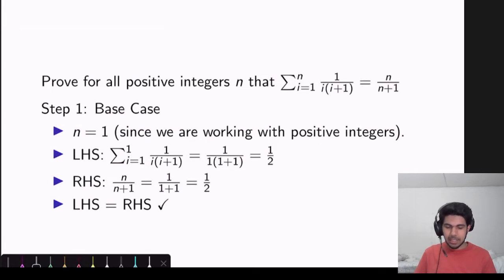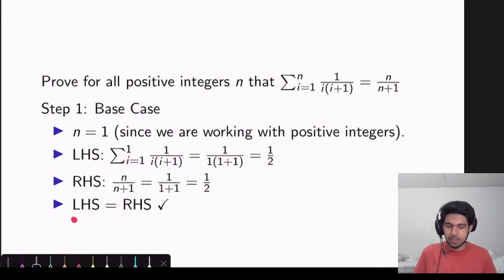For the left-hand side, we substitute n with 1, and we get the sum from 1 to 1 of this fraction, which happens to be 1/2. For the right-hand side, we do the same thing. Where we see an n, we put a 1, and we get 1/2. So there's an equality between the left-hand side and right-hand side, and we're good. We can move on.